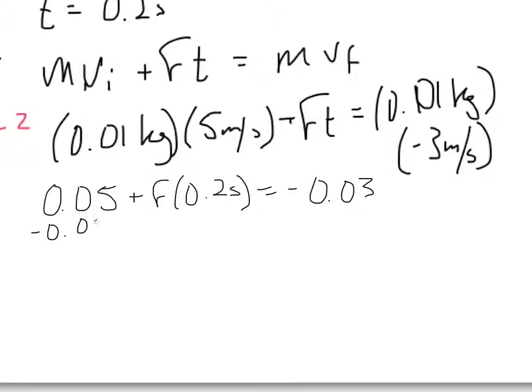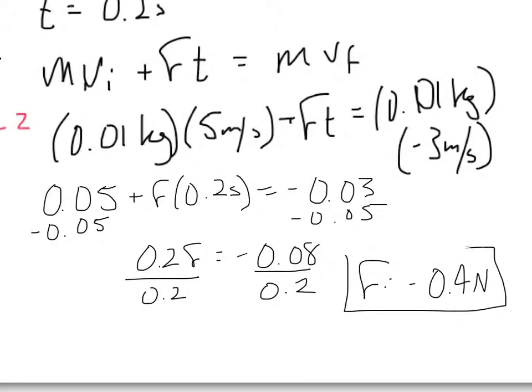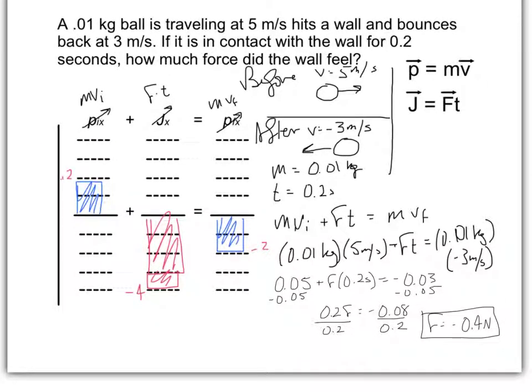Subtract from both sides. We get 0.2 times force is equal to negative 0.08. Divide both sides by 0.2. And we end up the force is equal to negative 0.4 newtons, and box your answer. So there is the final answer and solution for a bouncing problem.